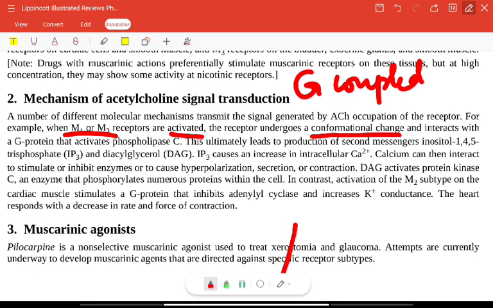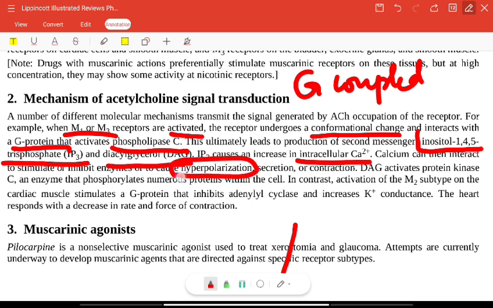Once the receptor complex is activated, the change happens and it interacts with the G protein, which activates phospholipase C. This ultimately leads to the production of second messengers: inositol 1,4,5 triphosphate, also called IP3, and DAG, diacylglycerol. IP3 causes an increase in calcium ions, which will interact to stimulate or inhibit and cause hyperpolarization or contraction.